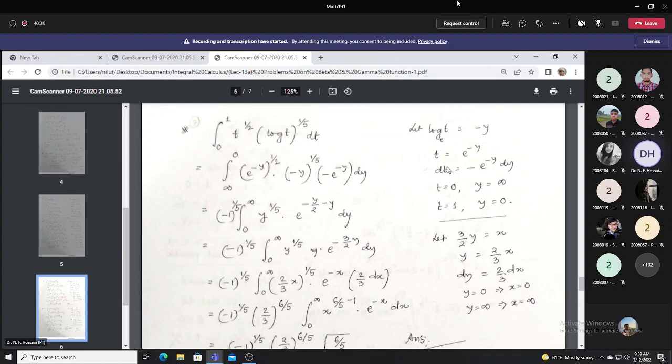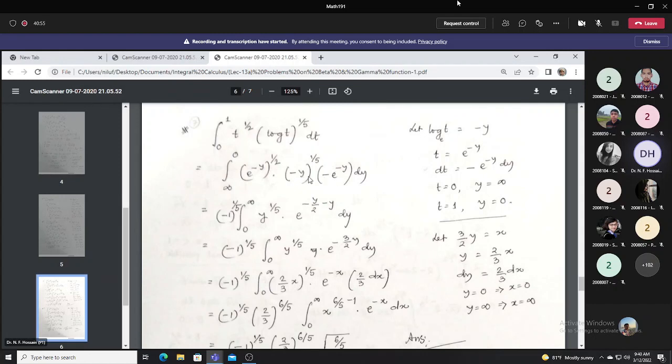And what should be our dt? dt should be minus e to the power minus y dy. Yes, minus e to the power minus y dy. Now adjust the limits. When t equal to 0, it is minus infinity, and minus minus cancel, so y should be plus infinity. And when t equal to 1, y should be 0. So the limit is from infinity to 0.